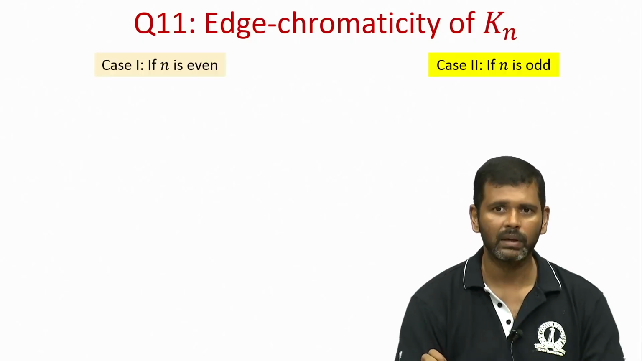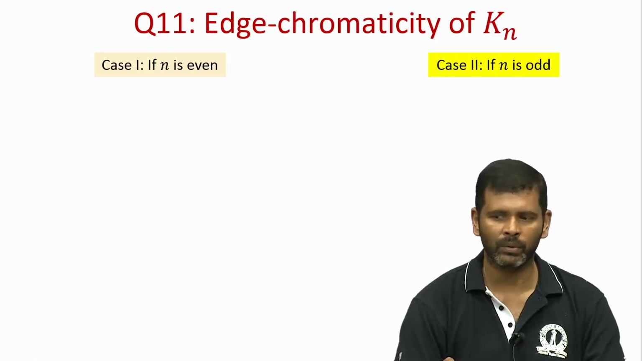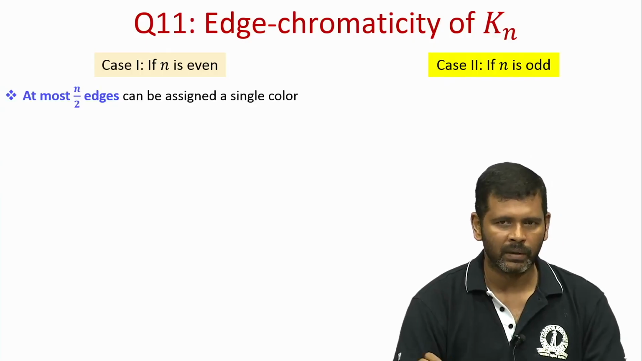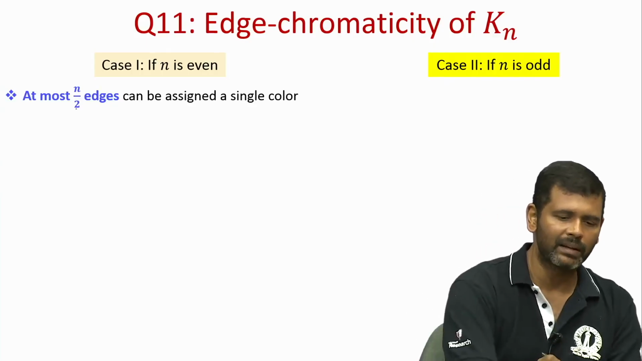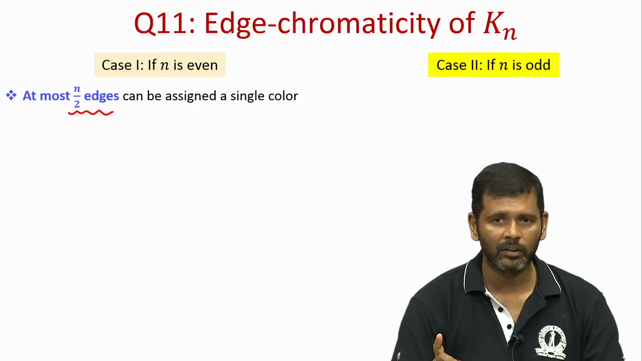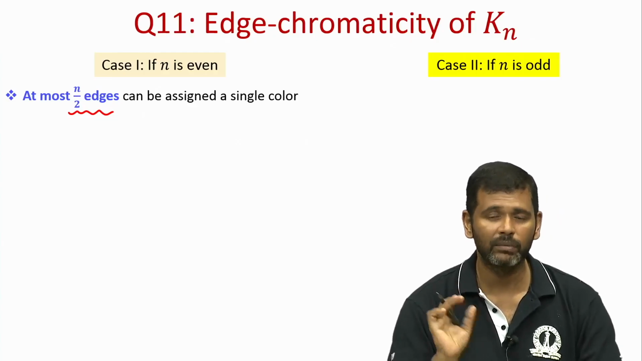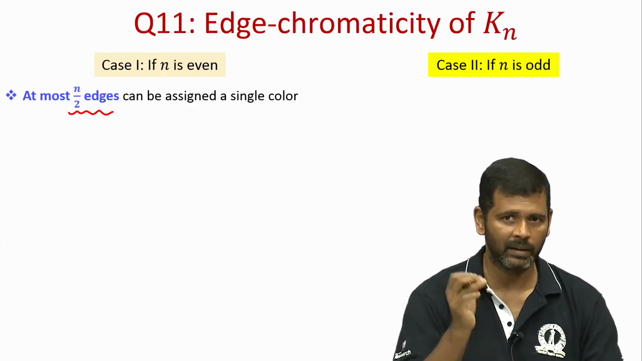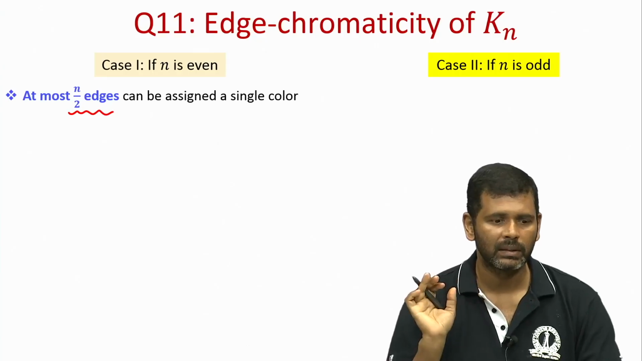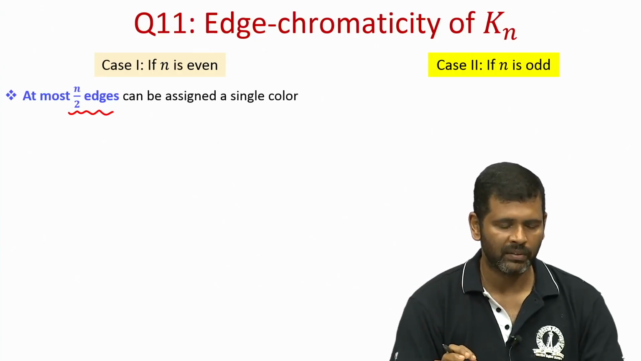Now, based on this information, I will try to solve question 11, where I want to find the edge chromatic number of a complete graph with n nodes, and my solution will be divided into 2 cases depending upon whether my n is odd or even. So, remember from the previous question, I know that if your n is even, then you can use one color and color at most n by 2 edges. Whether indeed you will be able to color n by 2 edges or not depends upon the structure of your graph, but at max you can color n by 2 edges using a single color.